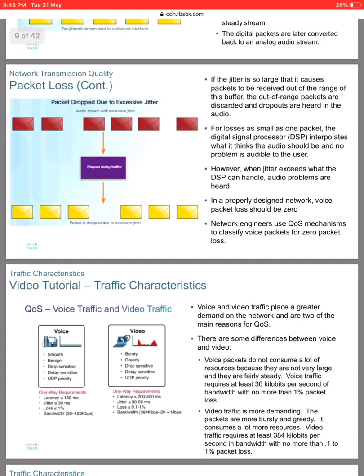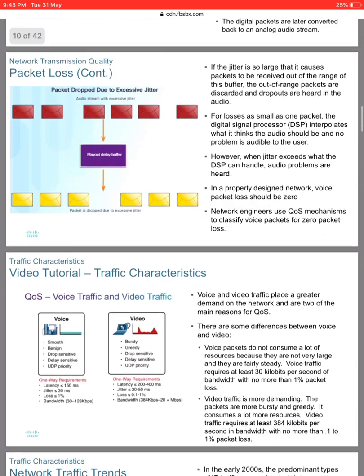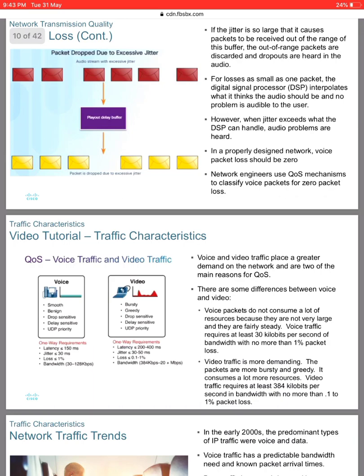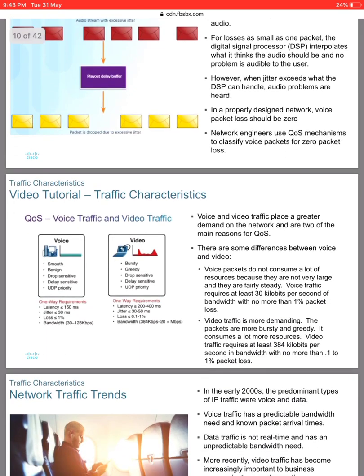For losses as small as 1 packet, the digital signal processor or DSP interpolates what it thinks the audio should be and there is no problem audible to the user. However, when jitter exceeds what the DSP can handle, audio problems are heard. In a properly designed network, voice packet loss should be 0. Network engineers use QoS mechanisms to classify voice packets to achieve 0 packet loss.